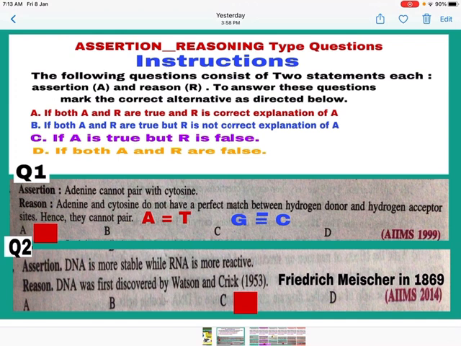See the reason: DNA was first discovered by Watson and Crick in 1953. This is the wrong statement. It was first discovered by Friedrich Miescher in 1869. So here A is correct but R is wrong. So mark C.